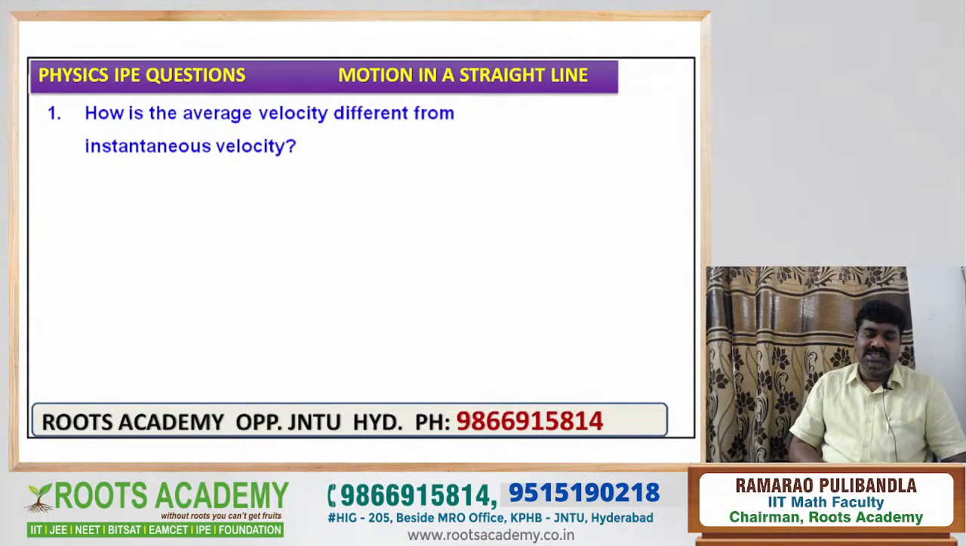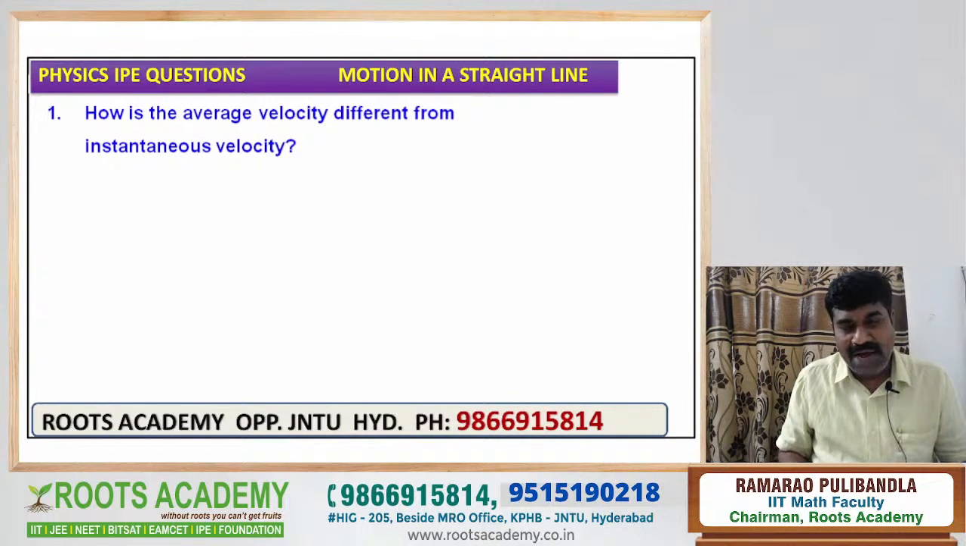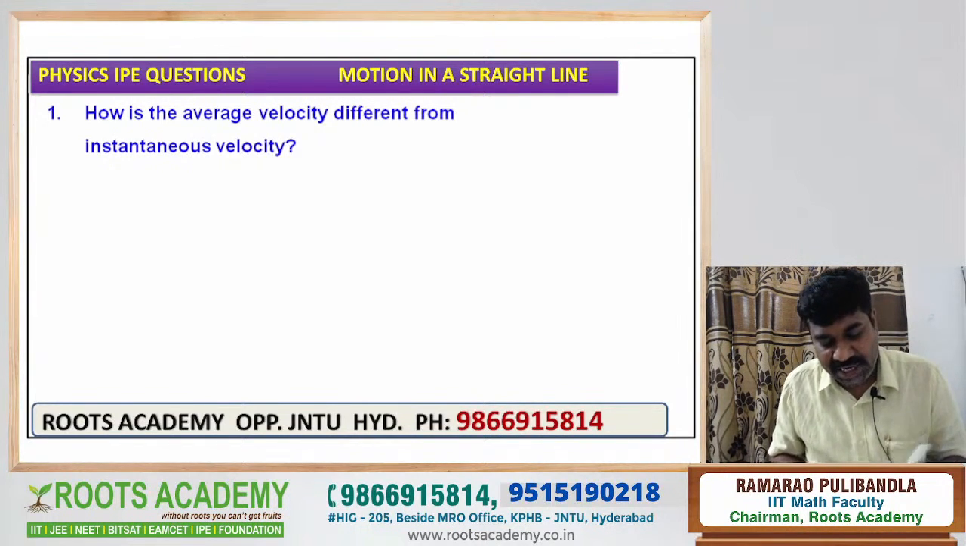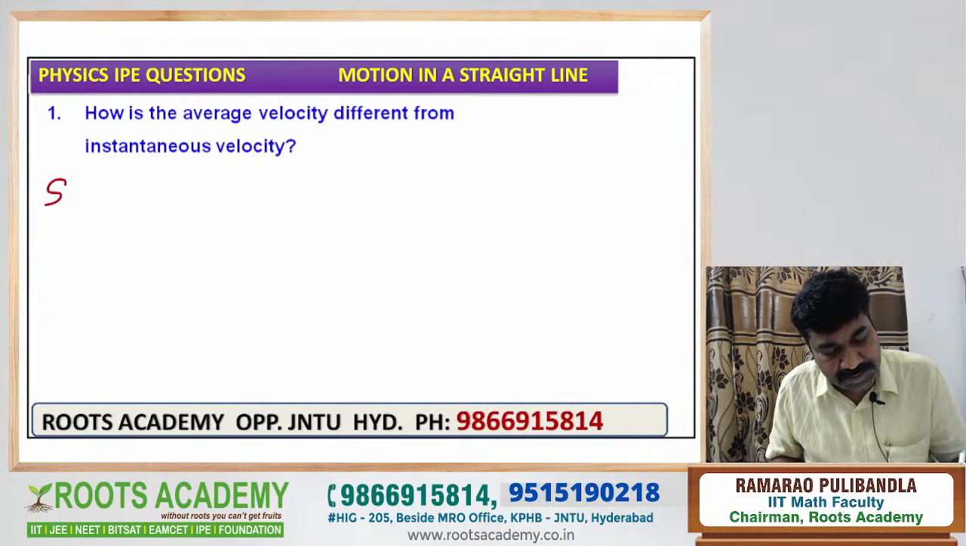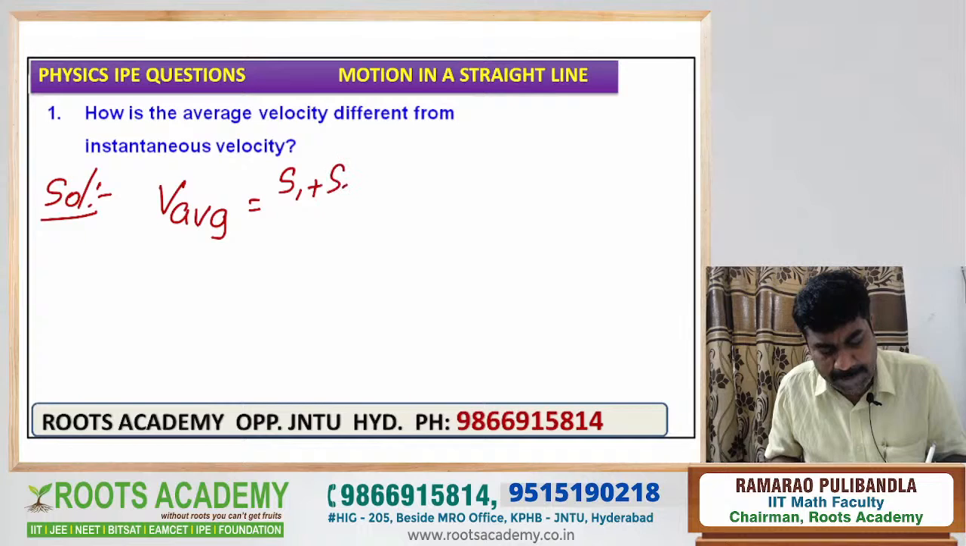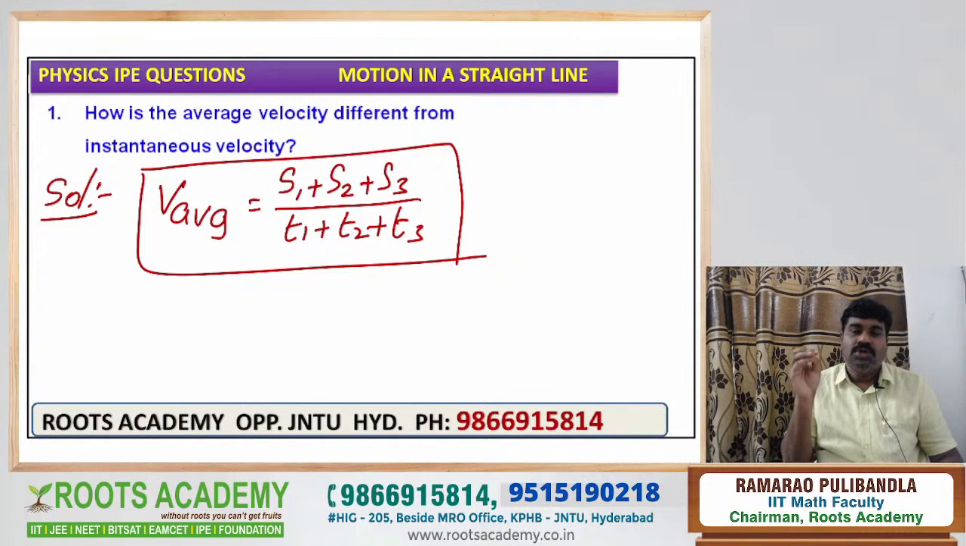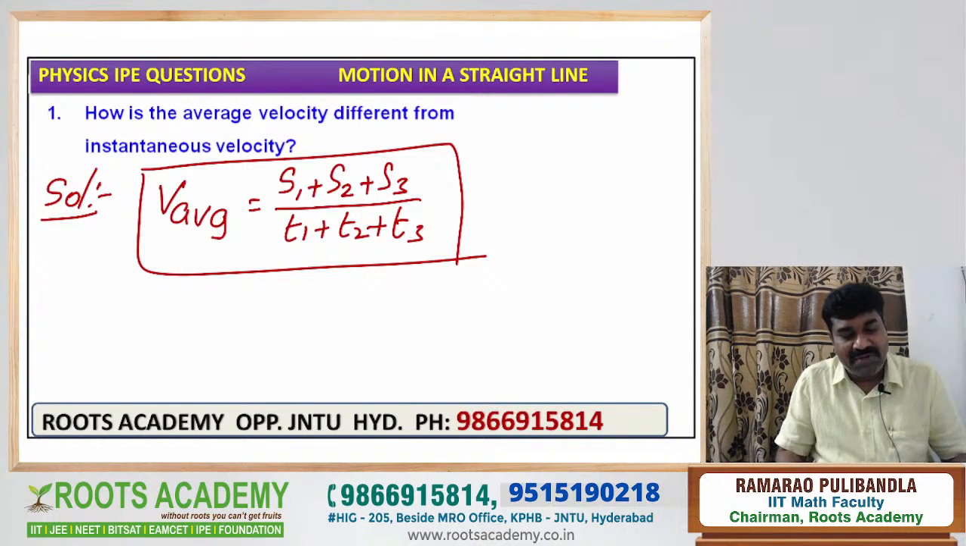How is the average velocity different from the instantaneous velocity? Average velocity is the total displacement by the total time taken. The average velocity is the ratio of the total displacement traveled by the body to the total time taken by the body.